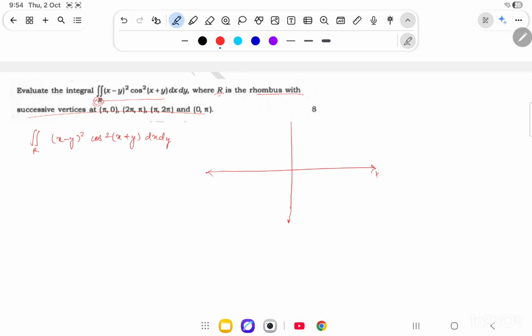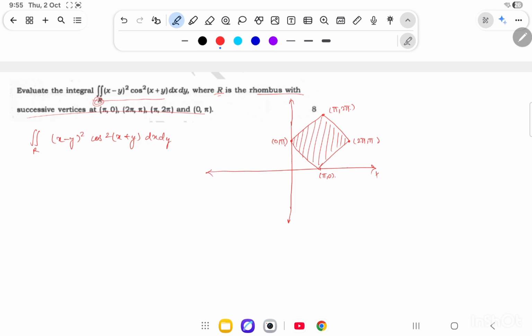One vertex is pi comma 0, so let's say pi comma 0 lies somewhere here. Another is 2 pi comma pi, so 2 pi comma, let's say, pi. Third is pi comma 2 pi. It will be somewhere here, pi comma 2 pi, and another point is 0 comma pi. That will be somewhere here, 0 comma pi. So let's join these points to see. So this is the region R over which we are supposed to evaluate the given integral.